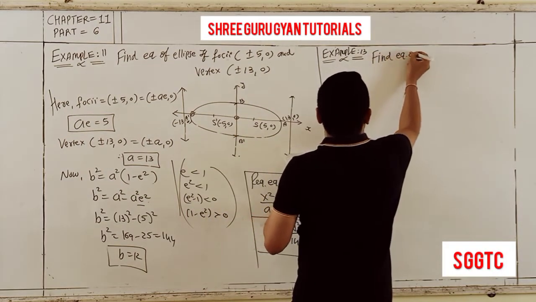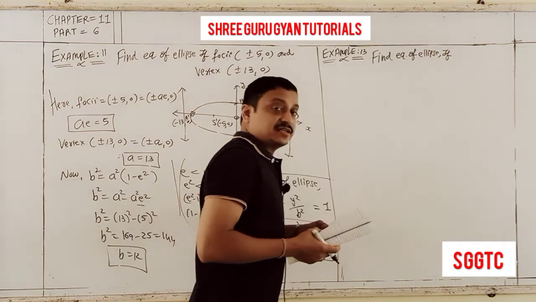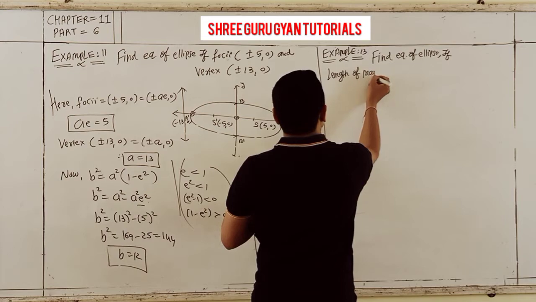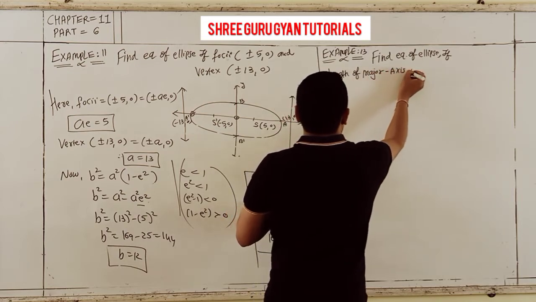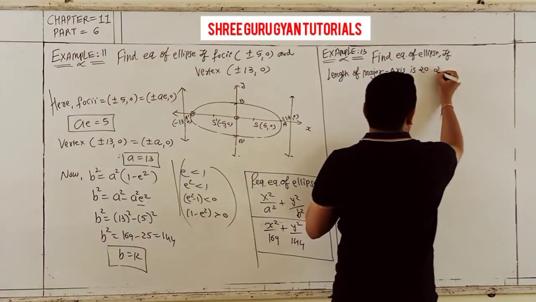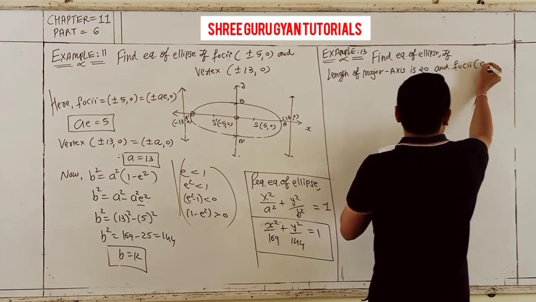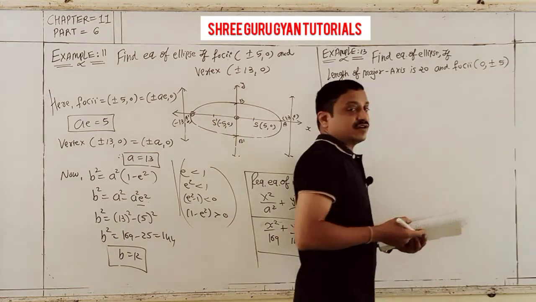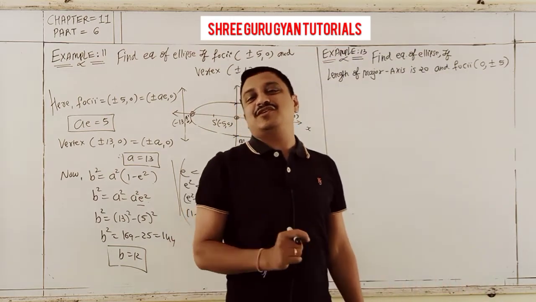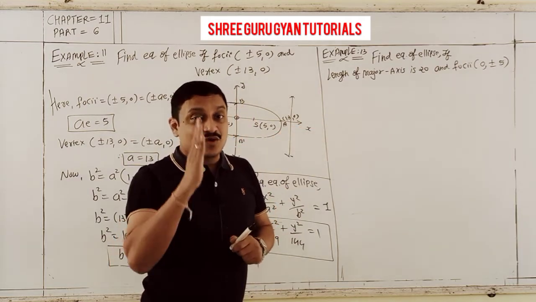Find the equation of the ellipse, given that the length of the major axis is 20 and the foci are (0, plus or minus 5). Again, I repeat: if the foci are given, always plot the drawing. Foci (0, plus or minus 5) means they are on the y axis.